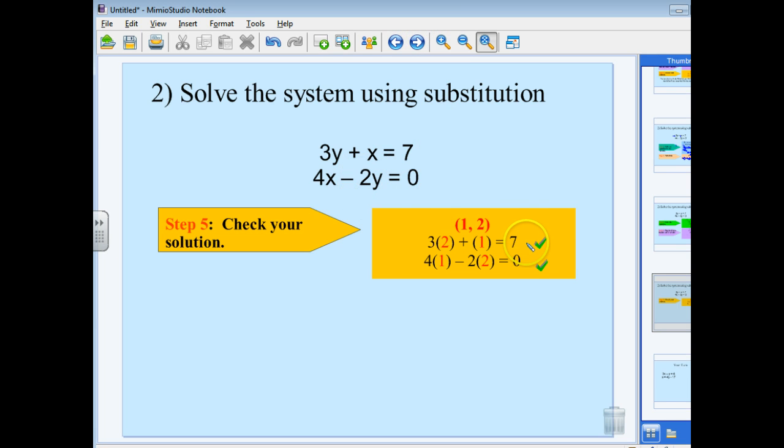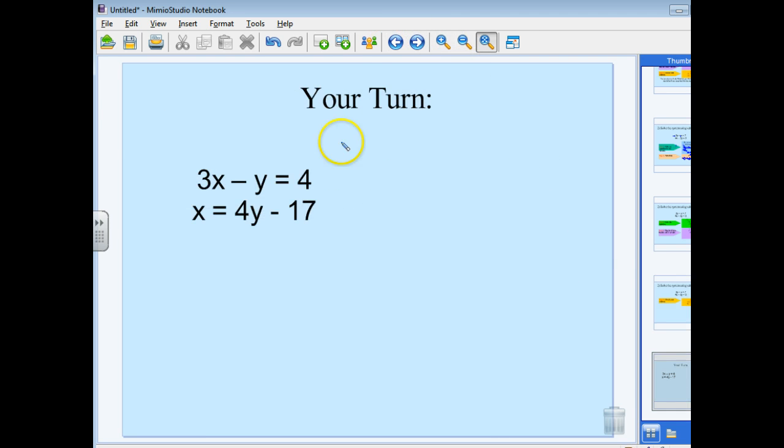And we can always check our solution. When we plug those points back into the equations, they do check out.